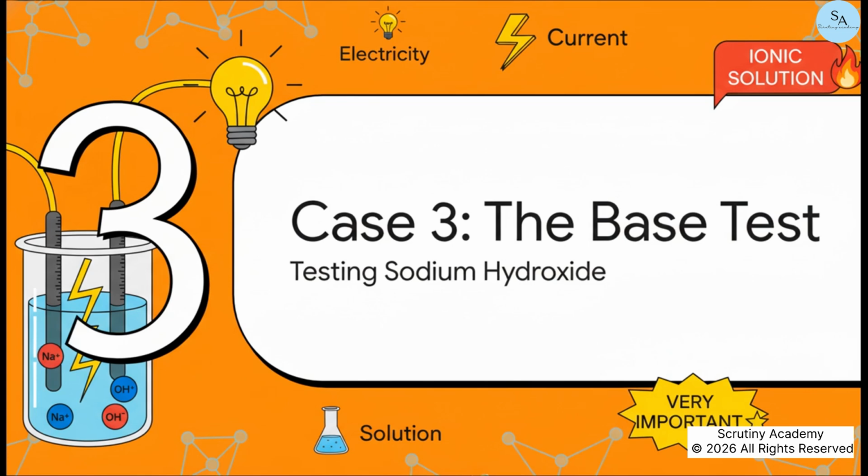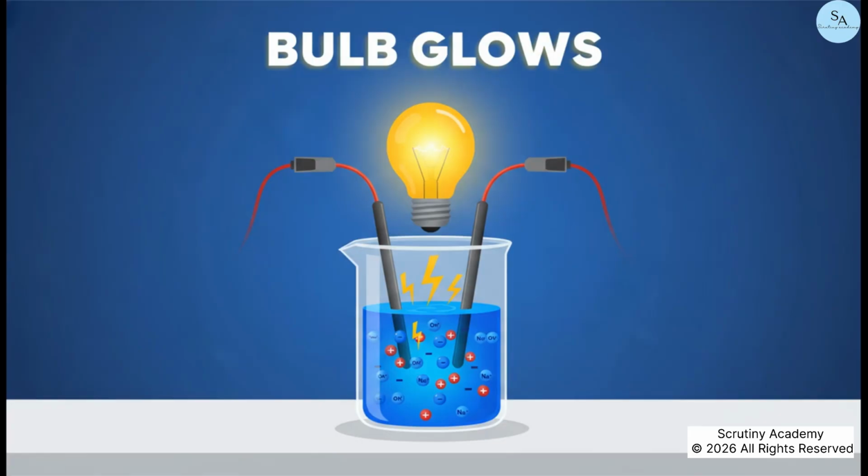All right, one last test to crack this case. This time we're using a base, sodium hydroxide, or NaOH. So, what do you think? Will it act like the acid, or will it be like the glucose and alcohol? And look at that. The bulb is glowing again, just like it did with the acid. Okay, so let's quickly recap what we've seen. Acids and bases make the bulb glow, but glucose and alcohol don't. We have all our results.